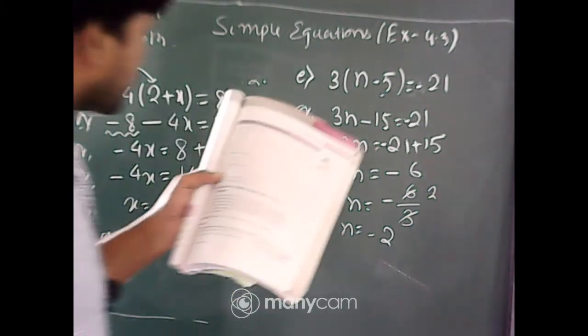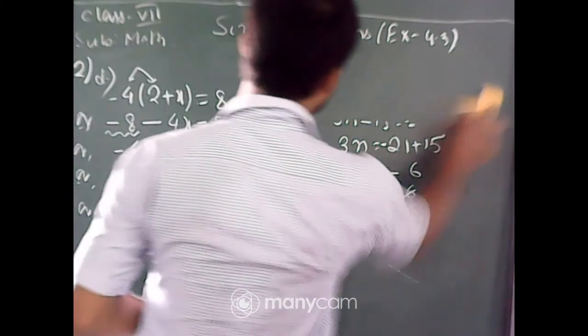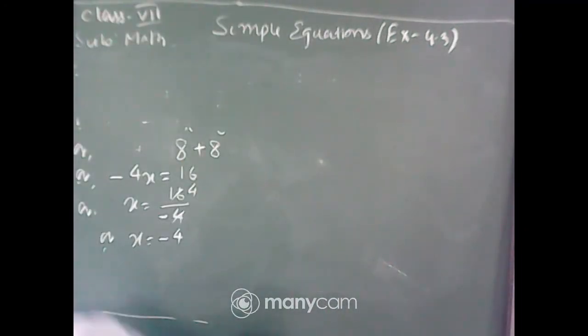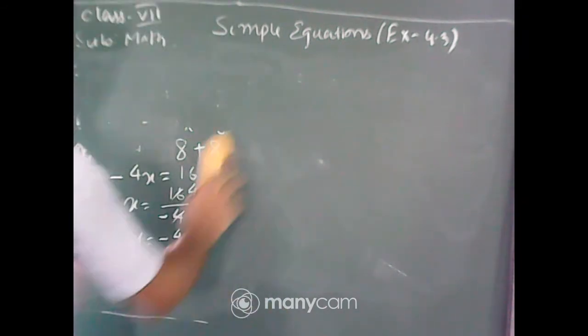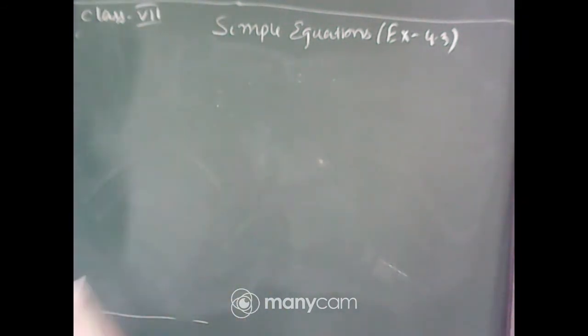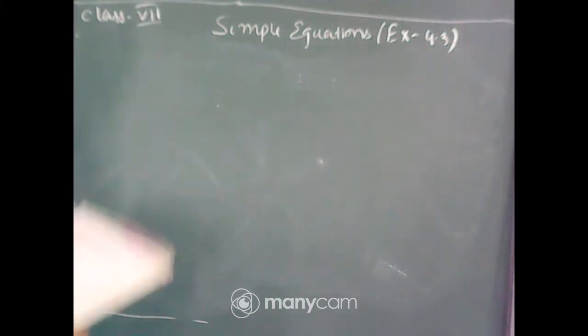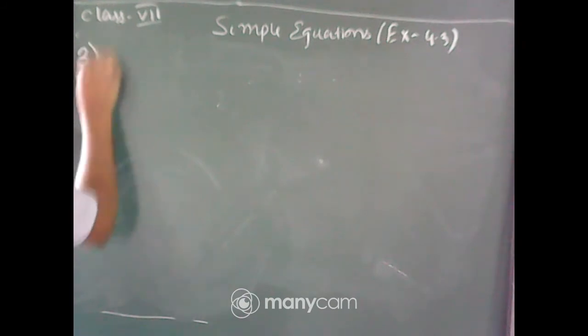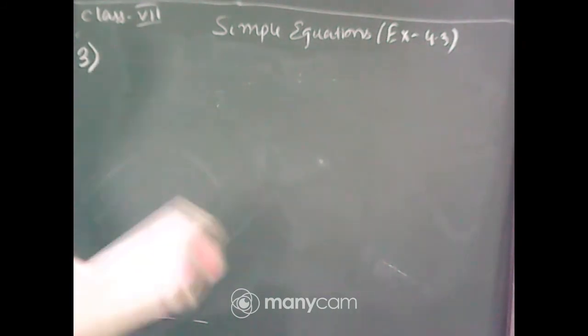I am skipping question number E also. So from question 1, 2, we have skipped question number B and question number E. Okay, you try to solve them by yourself. So let's come to question number 3.